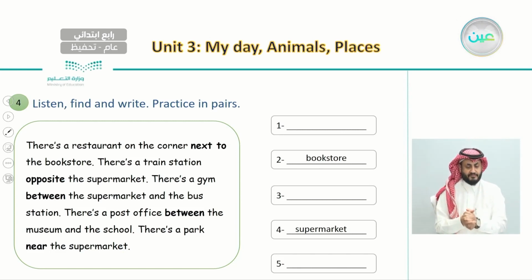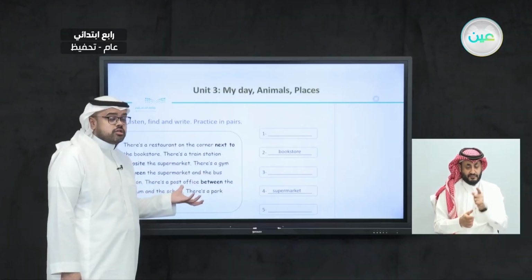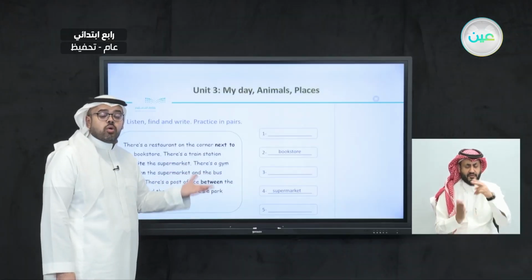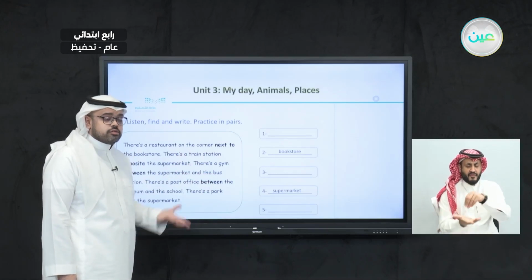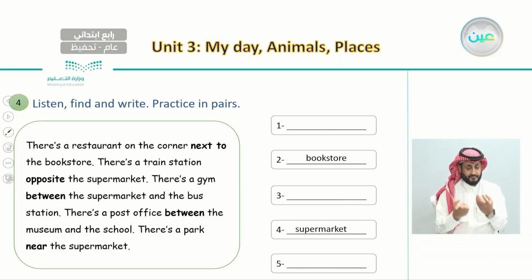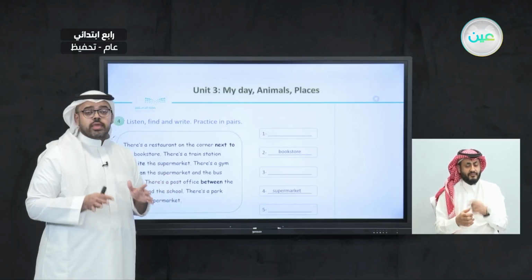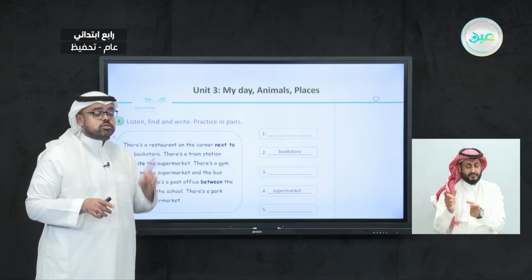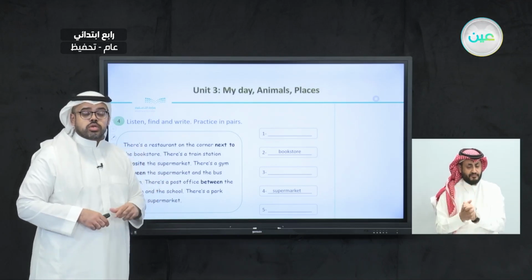Very well. So now here we did listen to this text and got to know what are the places we have. We said we have a restaurant, we have also a train station, we have a gym, and also we have a bus station, a post office, museum, school, and park. So all we have to do is just to write them and put them in the right order. And to do this, let's start with number 1.